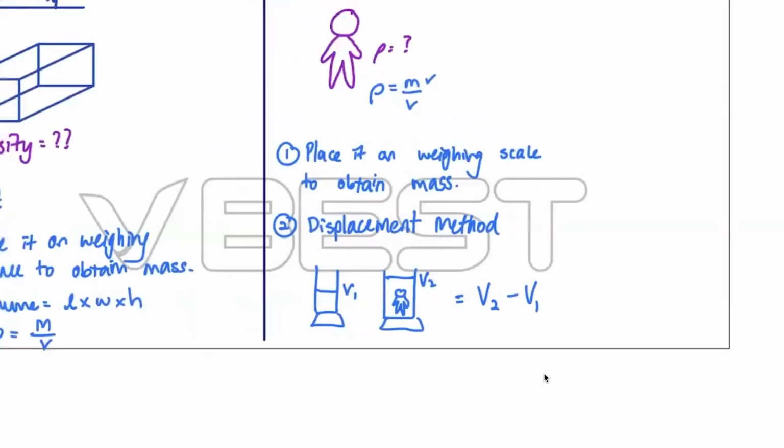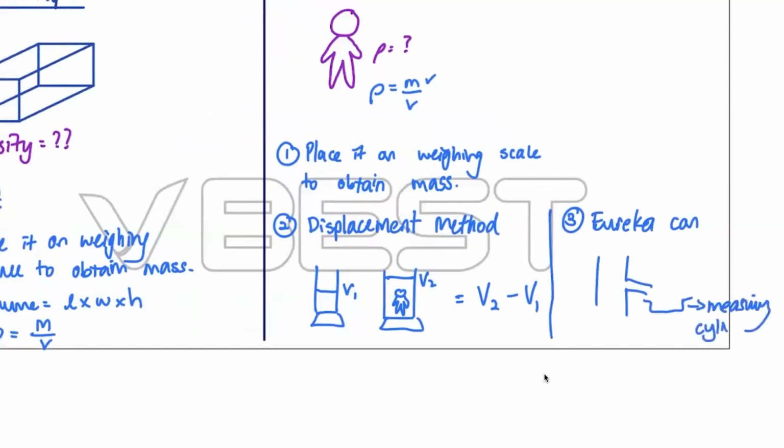But guys, there's also another method. We can use your Eureka can. Your Eureka can is something like this. There's a hole connected to a measuring cylinder. So there'll be some liquid here. When you put Jingwei in, this water will overflow to here. Then the volume here is the volume that you are finding.